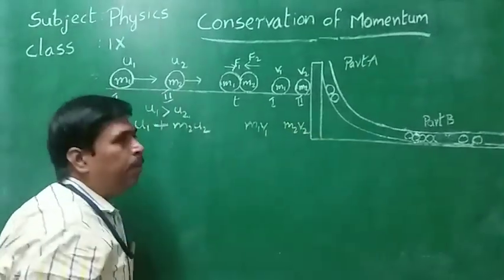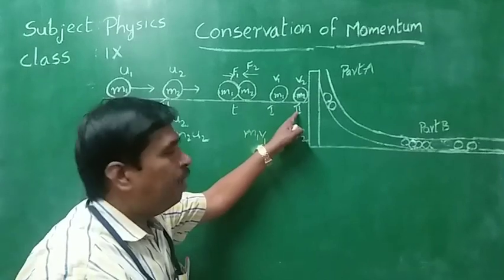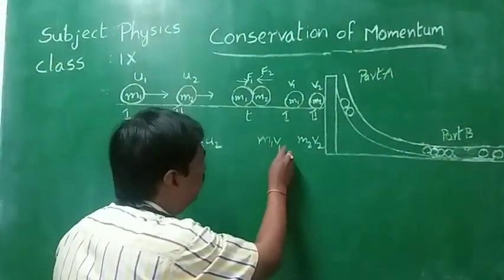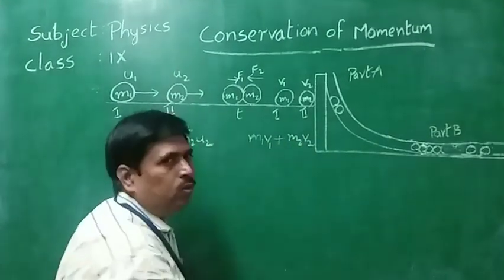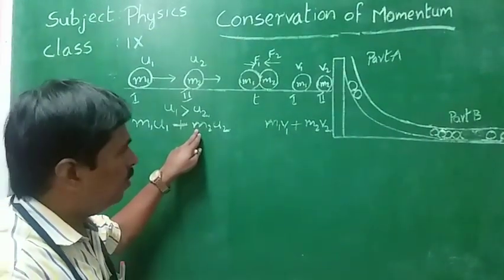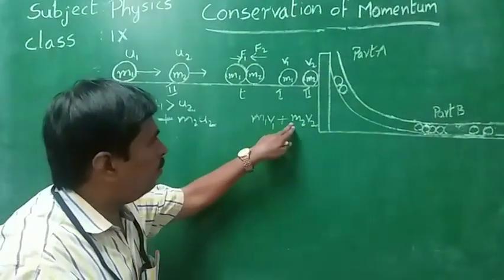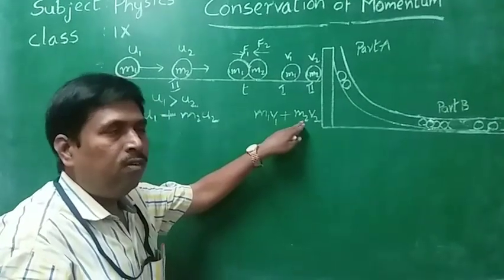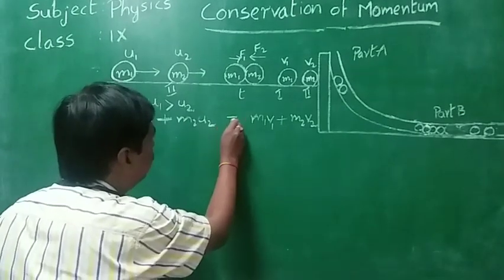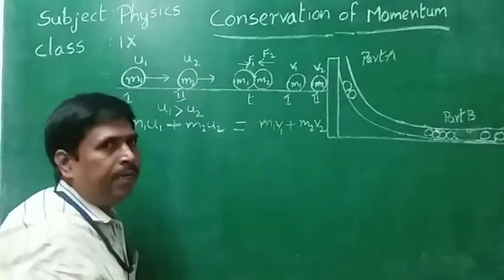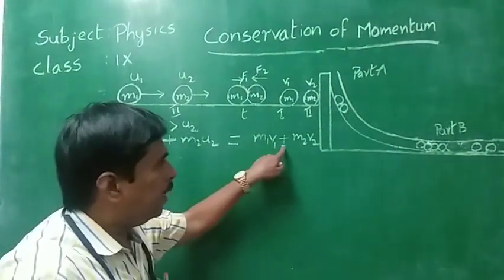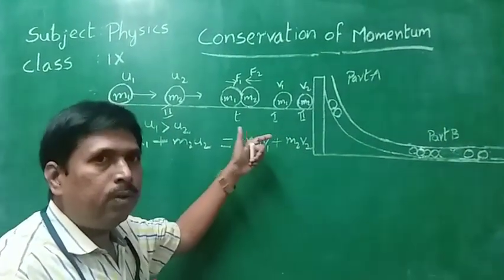So what is the total momentum of these two marbles after collision? You just have to sum up these two here: m1 v1 plus m2 v2. This is the total momentum of the two marbles before collision, and this is the total momentum of the two marbles after collision. From this you can observe that the total momentum before collision is equal to the total momentum after collision. This we are able to prove here.